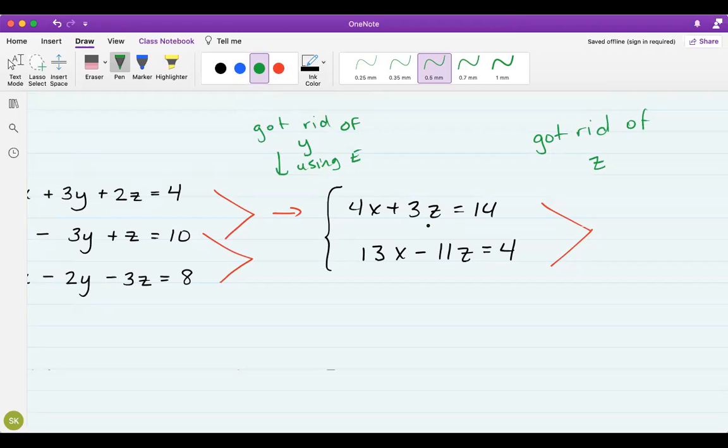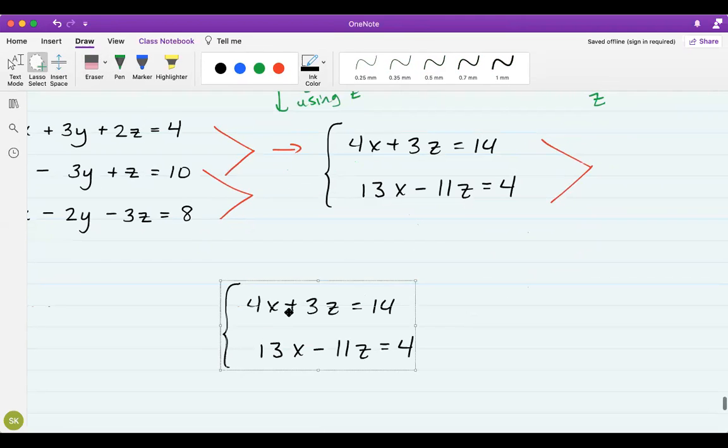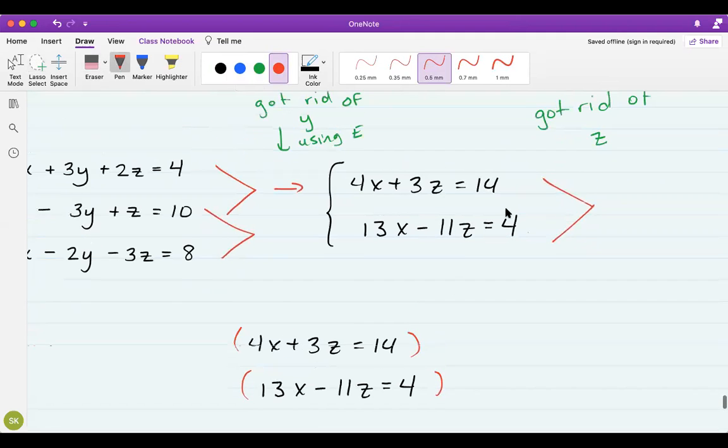I don't want to do that. So I'm going to rewrite these down here. So maybe I'm going to copy these, put it down here, and then I'm going to have to figure out a number to multiply both equations by, could be different numbers, to get rid of z.